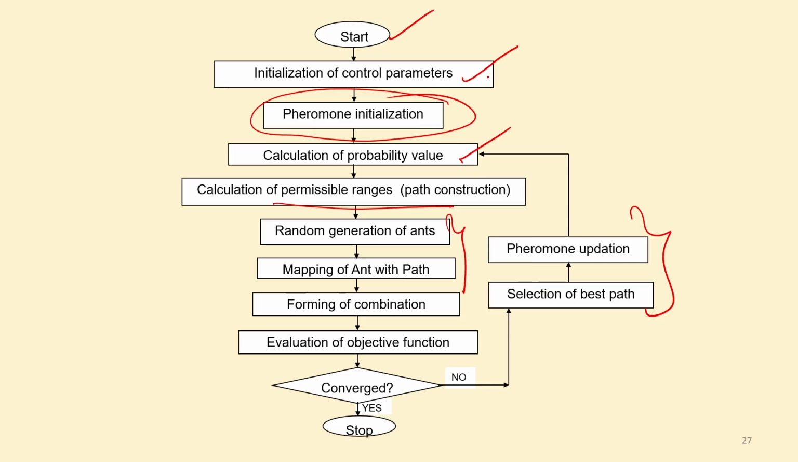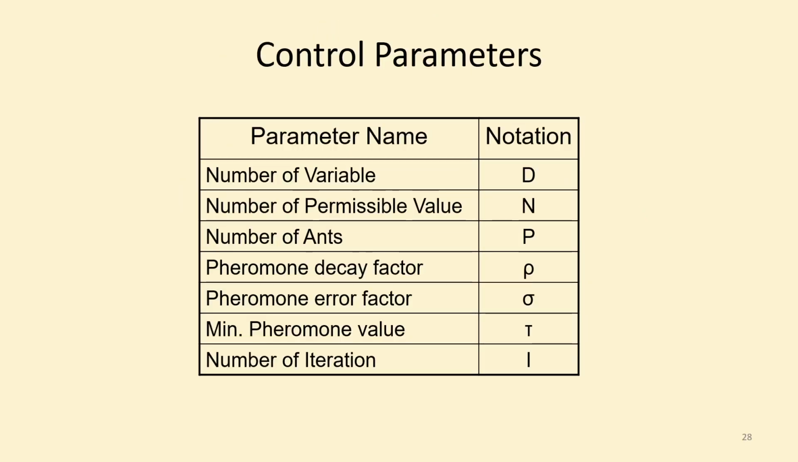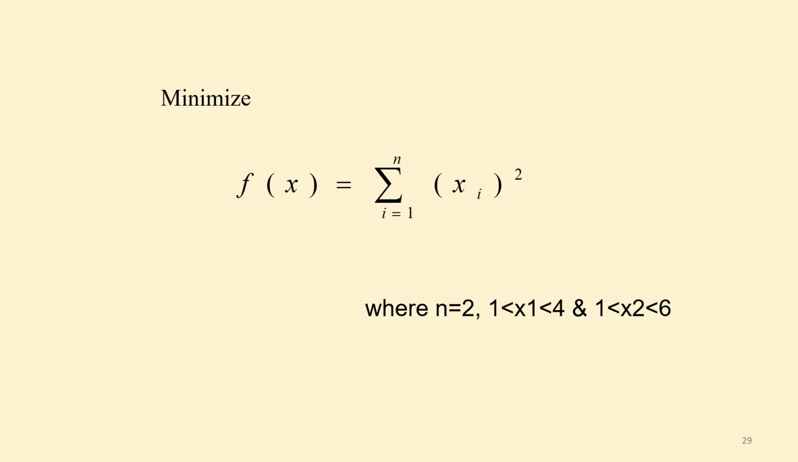Let me discuss this flow chart with respect to an example. Let us take the control parameters. What are the control parameters? Number of variables, number of permissible values, number of ants P, pheromone decay factor, pheromone error factor, minimum pheromone value, number of iterations. These are all the control parameters that one has to understand before starting the ant colony optimization algorithm. Let us take the same sphere function to understand how ant colony optimization works.